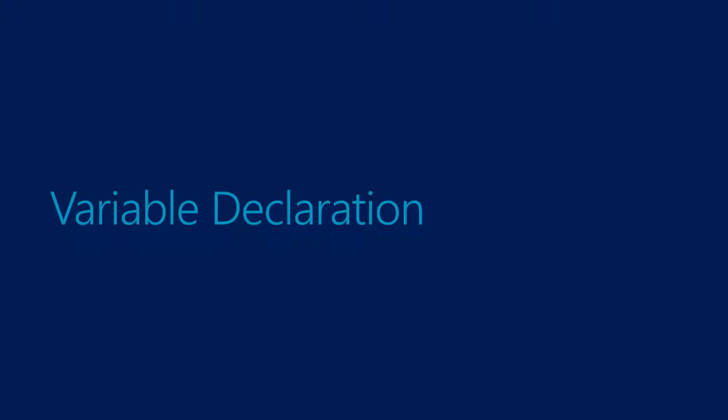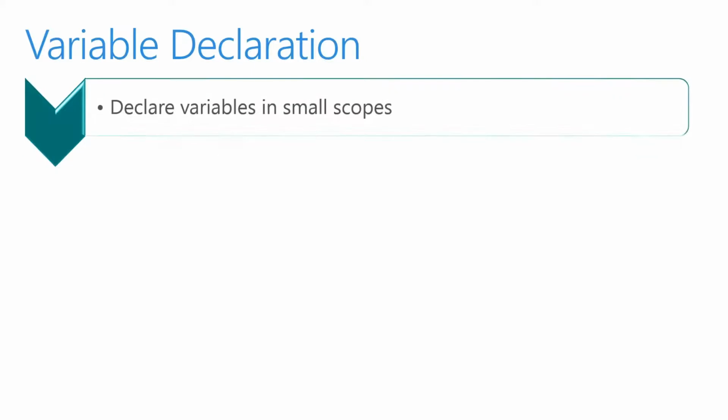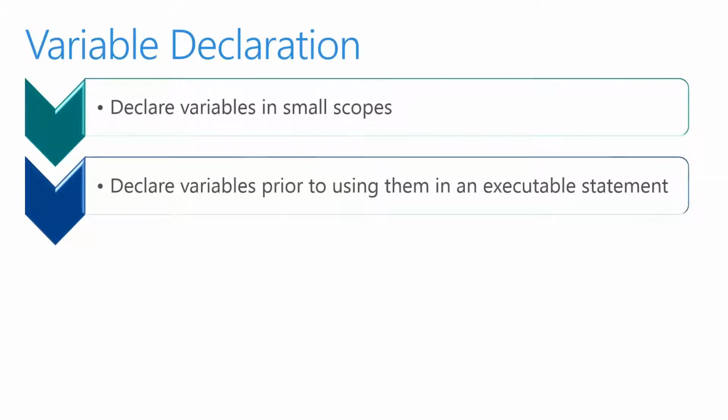Next, we will review key variable declaration techniques. It's important to declare variables in small scopes. This allows for easier readability, and it is within the block of code that you are using. You should also declare variables prior to using them in an executable statement. This is scoped closer to use.